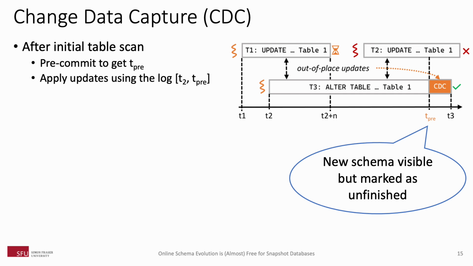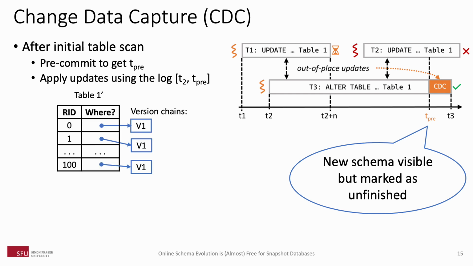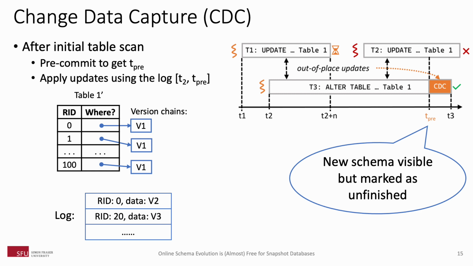The CDC job will simply apply the updates using the log from T2 to tpre. For example, there is a new table here, and there is a log which stores the new versions from the concurrent DMLs. And the CDC job will read the log and apply such new versions to the new table.